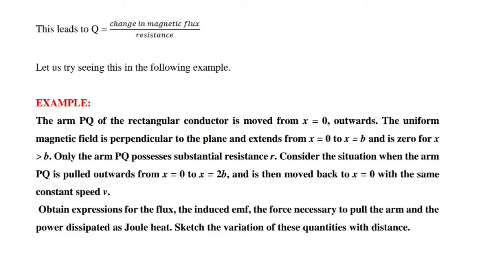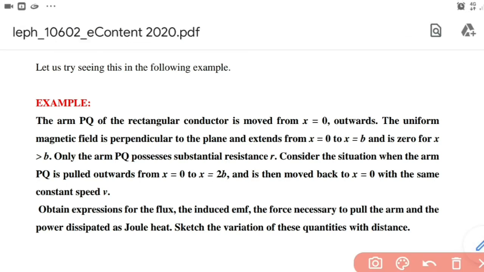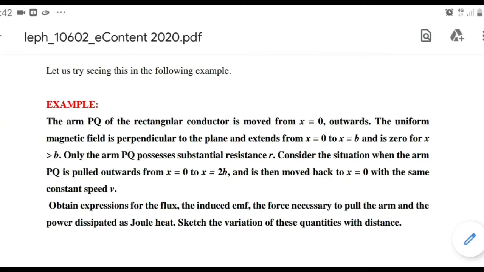Now we will discuss one problem, example 6-8 from the textbook, and it is a lengthy problem. Okay, we will discuss it. The arm PQ of a rectangular conductor is moved from x equal to 0 outwards. The uniform magnetic field is perpendicular to the plane and extends from x equal to 0 to x equal to b, and is 0 for x greater than b. Only the arm PQ possesses substantial resistance small r.